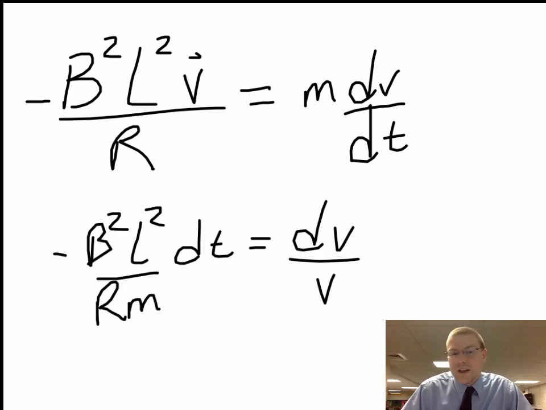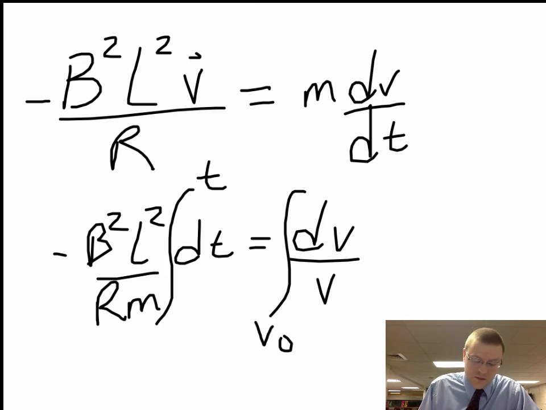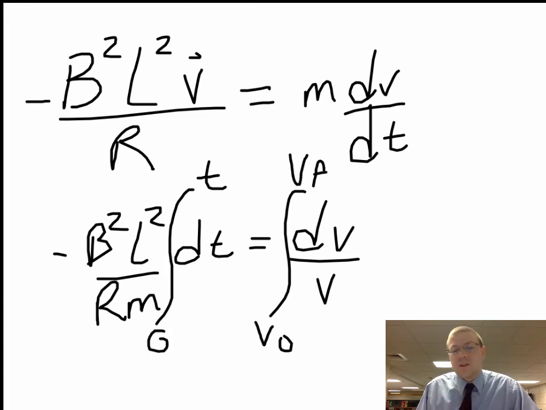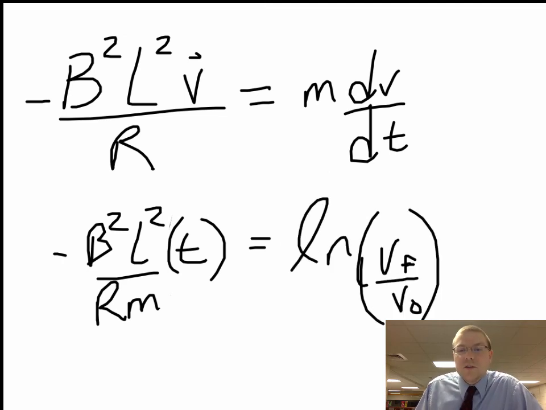dv over v gives us negative B squared L squared over Rm dt. So we're going to have to integrate both sides here. All those constants out front can stay out there. We're going to go from 0 time to any time t, and we're going to go from our initial velocity to our final velocity. So let's integrate both sides. The easiest thing to integrate here is dt. dt is just going to become time, and if we integrate 1 over v it becomes the natural log of vf over vo. Put it in our two bounds.